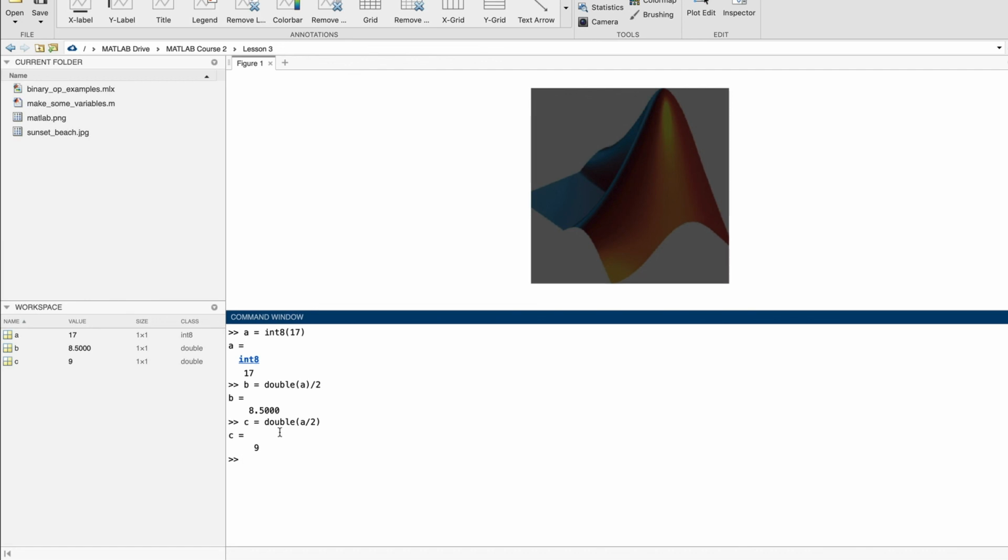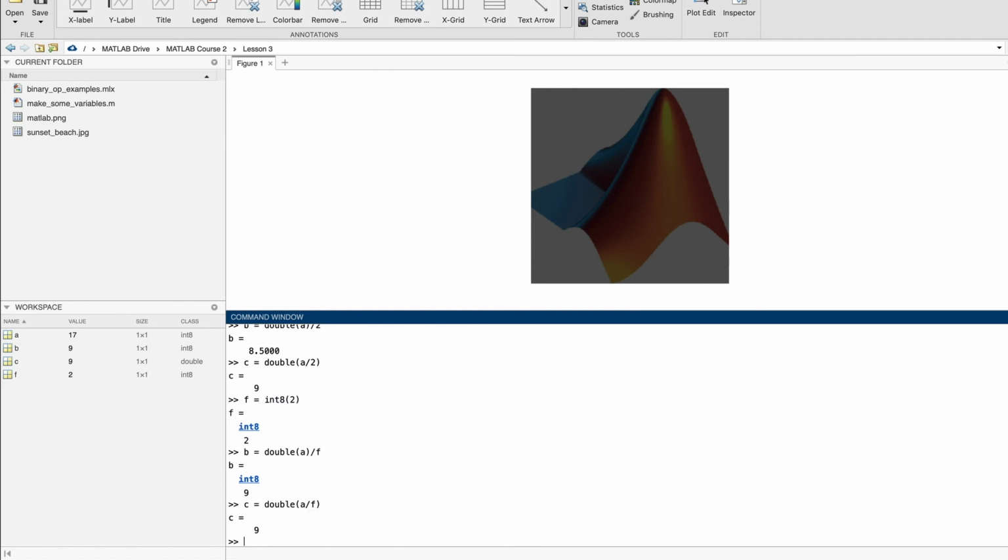And now let's see what happens if we use an int8 type for the 2 as well as for the A. This time, B and C have different types, but the same value. And why is that? Well, here again, for B, we widen the operand, and for C, we widen the result of the operation. But this time, since F is an int8, the result for B is an int8, so the result is rounded to 9.